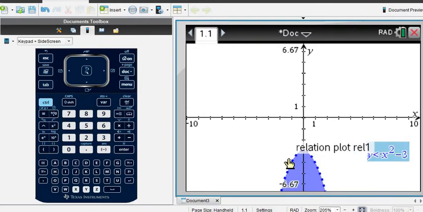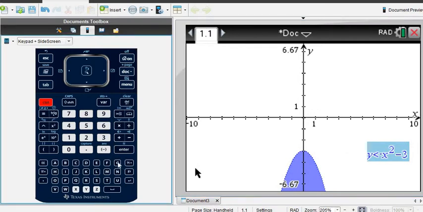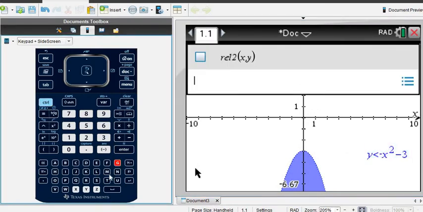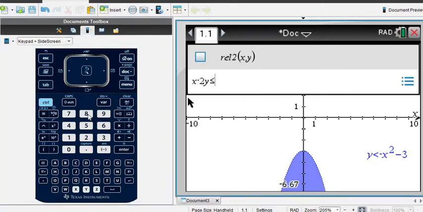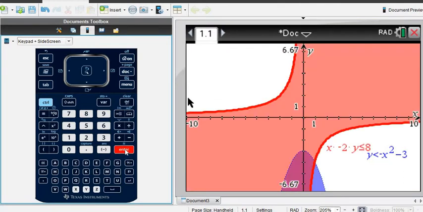All right, so we have another graph that we want to put on here. So what I can do is hit Control and the letter G, and that will allow me to type in another value. Okay, so for the second one that we had, x minus 2y is less than or equal to 8. So I would select less than or equal to 8 and hit enter.